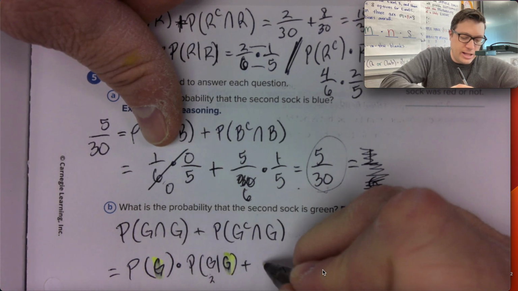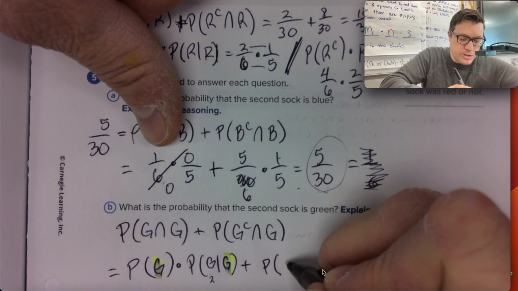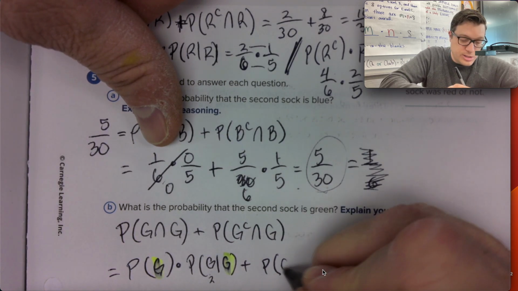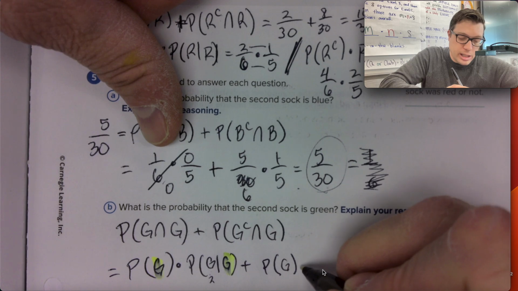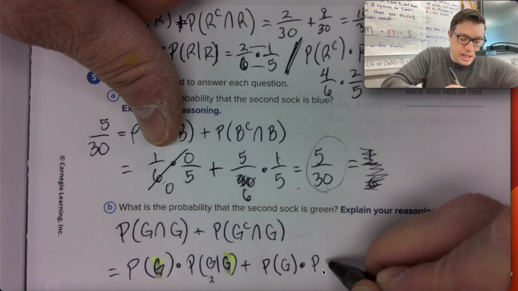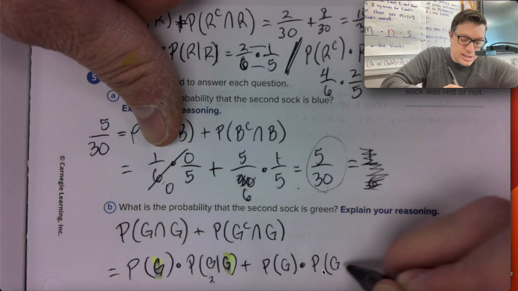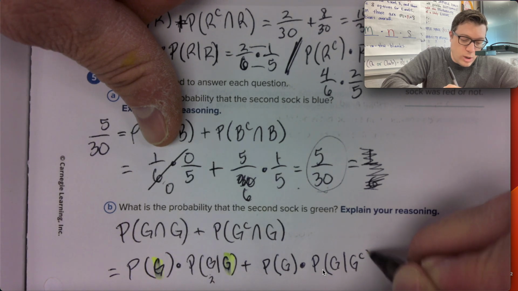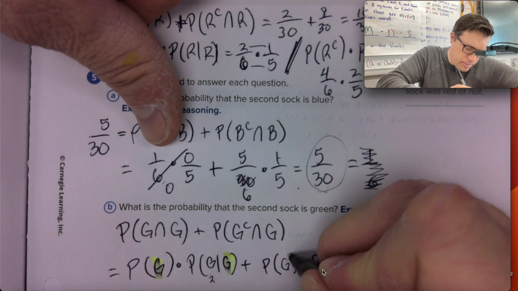We're going to add to that the probability that your first, no, this is now second sock. So your second sock is green given the probability the next sock is green, but the first sock wasn't. This needs to be a complement right there.